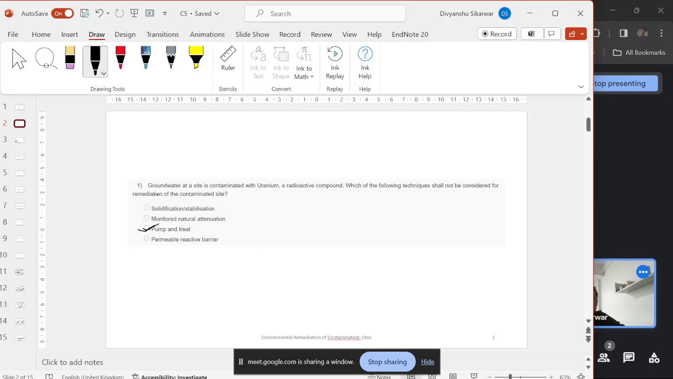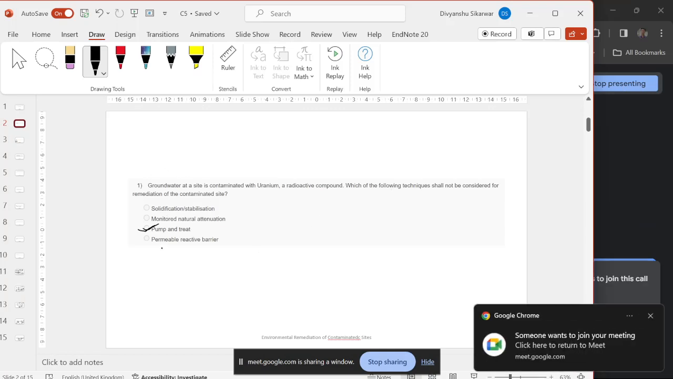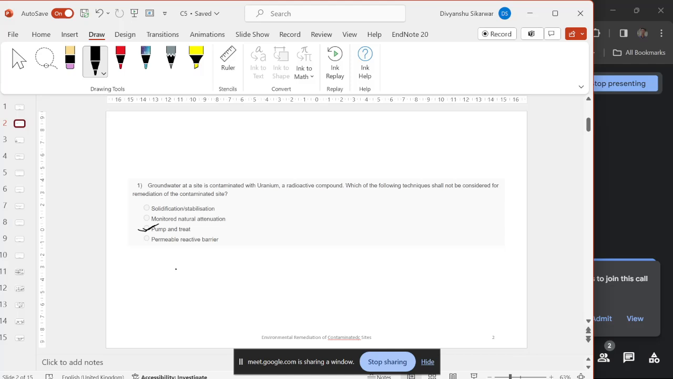Back to the first question, there are many other reasons, such as the high cost in case of pump and treat. We have to run the contaminated water as well as handle the waste, which is the material within the soil. We have to look for a long-term solution for that. The cost of pump and treat itself becomes very high, and there are other methods which are more favorable, such as permeable reactive barrier.